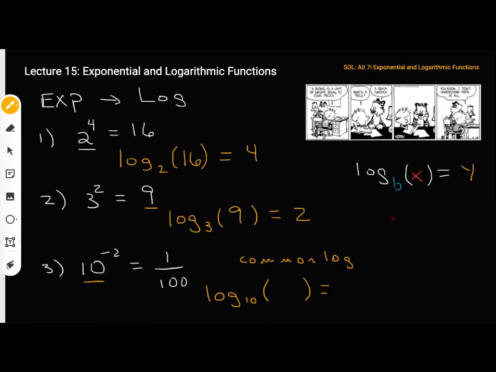Okay, so what is the exponent in this situation? The exponent is -2. So I'm going to throw the -2 over to the other side. And then what's the last number that's going to go inside the parentheses? It's going to be that 1/100, or you could also write it as 0.01. But I'm going to write the fraction form.